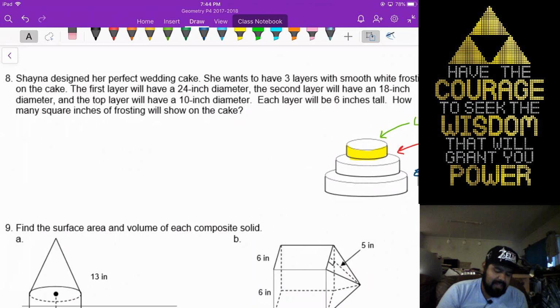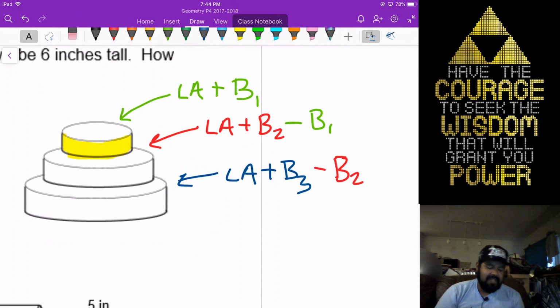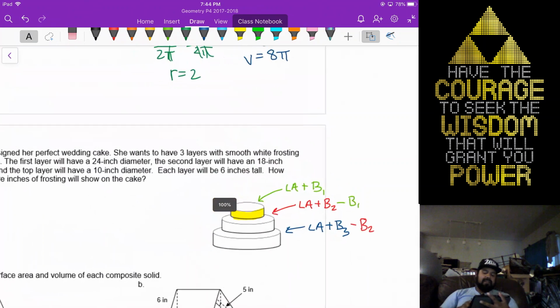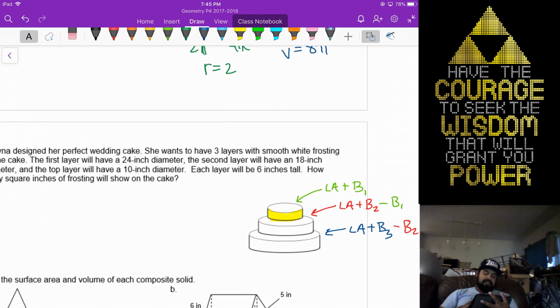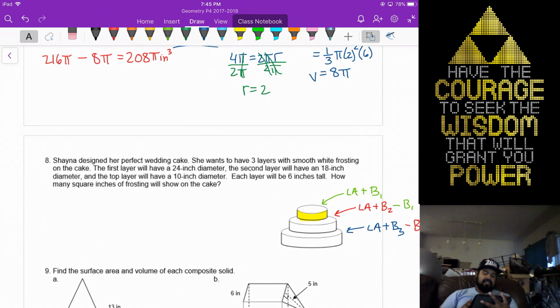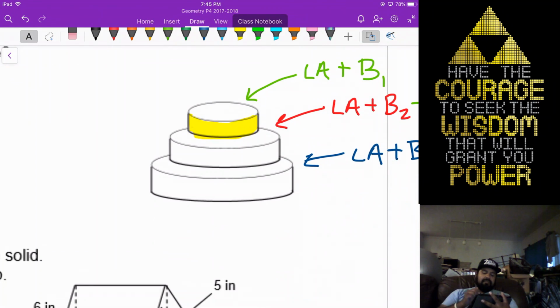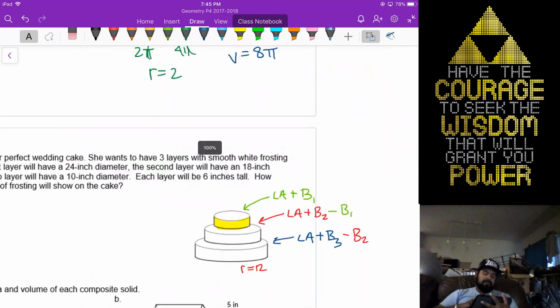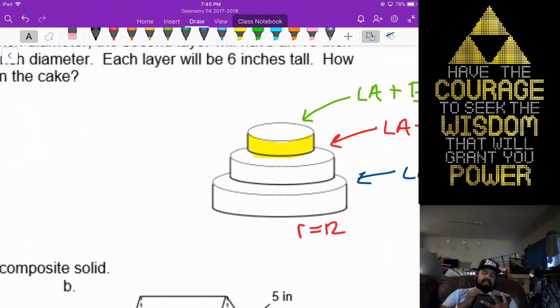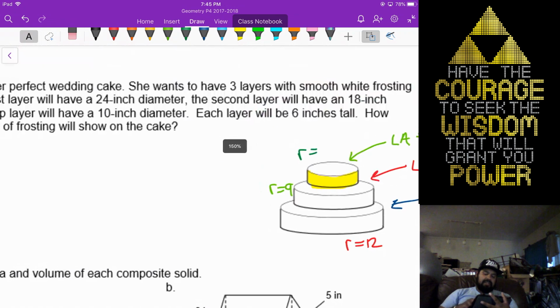Oh, yes. So I know I gave everyone the hint at the beginning of class about that problem. So let's go ahead and work it out. I believe I've given you the diameter of all the cakes. So 24, 18, and 10. That means my radius for this bottom cake is going to equal 12. The radius for the next one is going to be 9. And then the radius for the top one is going to be 5.